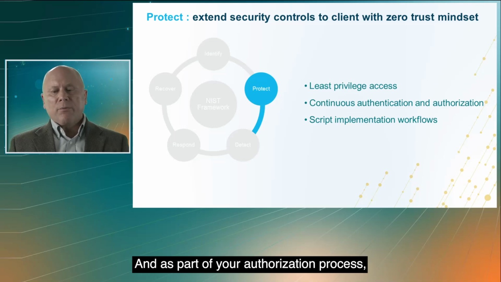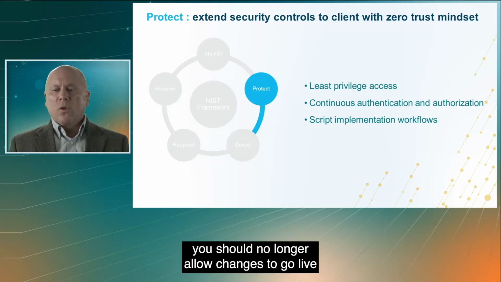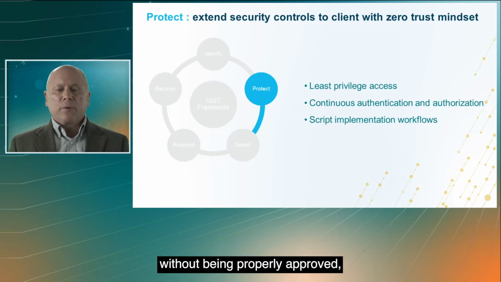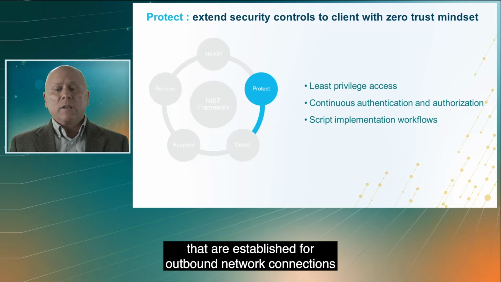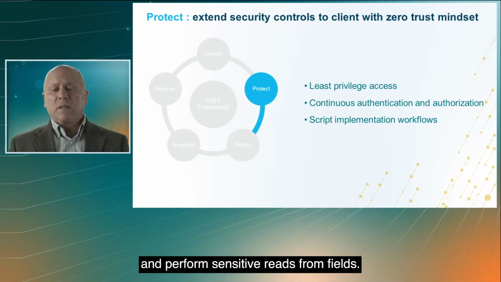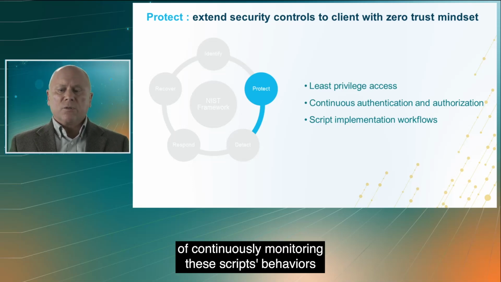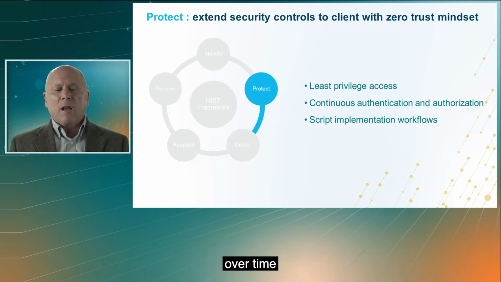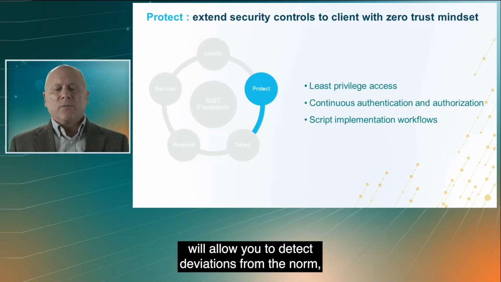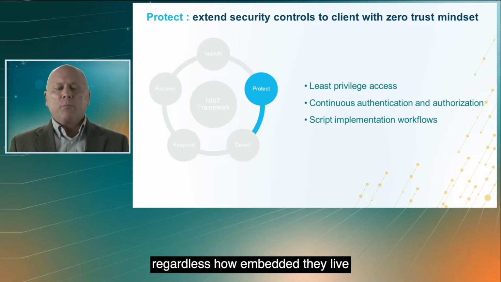And as part of your authorization process, you should no longer allow changes to go live without being properly approved, especially for those scripts that are established for outbound network connections and perform sensitive reads from fields. The zero trust approach of continuously monitoring these scripts' behaviors over time will allow you to detect deviations from the norm, regardless of how embedded they live in the JavaScript supply chain.